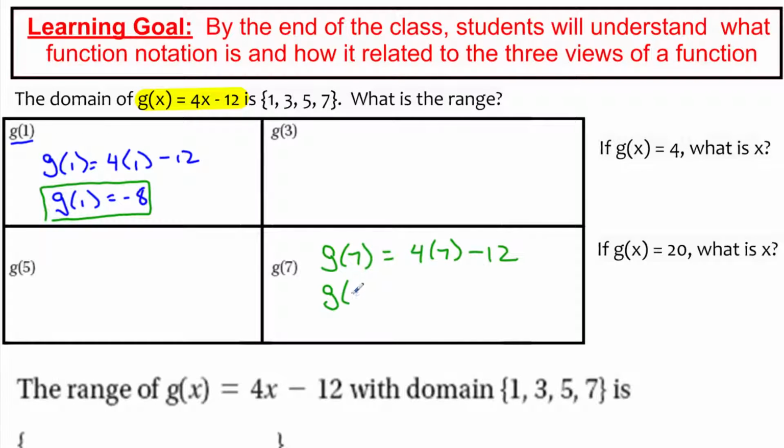So I'm going to say the g function, when I plugged in a 7, is going to be 28 minus 12, which is 16. Okay? So this is, again, same idea. I just replaced the input value with a 7.